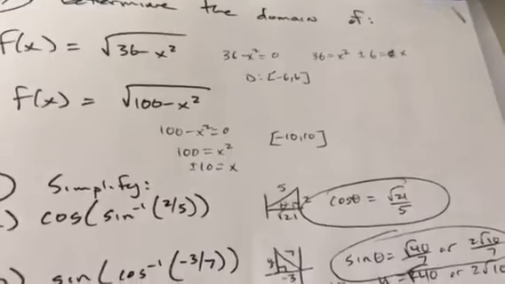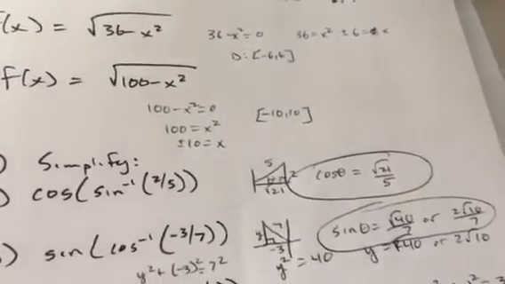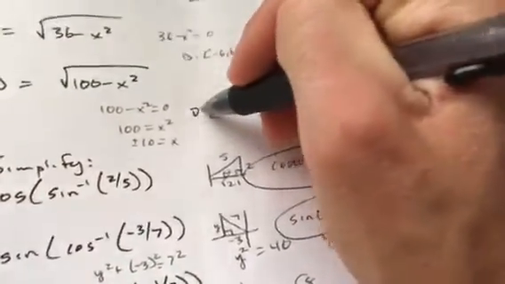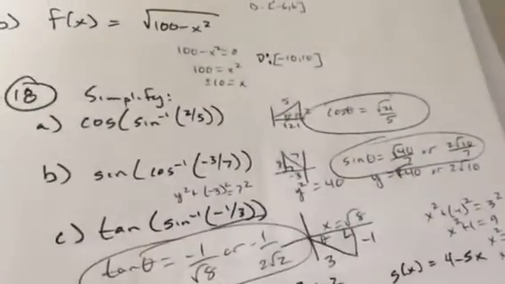Just set that equal to 0. You get plus or minus 10. Anything between -10 and +10 is an acceptable domain value, including both.